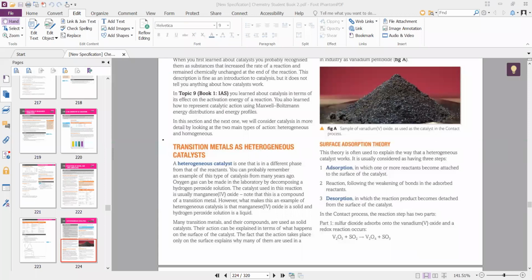What will happen, like the action of the catalyst can be explained by the surface adsorption theory. So the reaction takes place on the surface of the catalyst. It's a solid. We are using a solid. There's no liquid. Transition metal solid is used as catalyst.